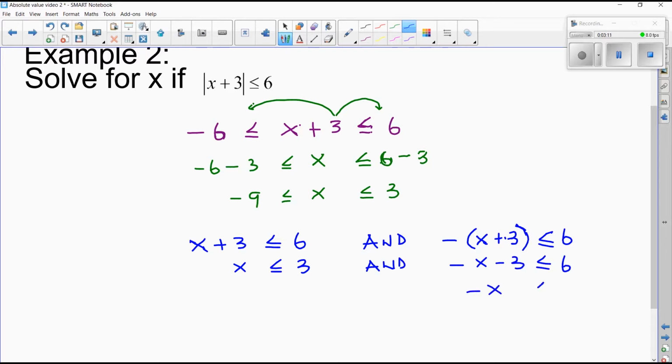So I have minus x is less than or equal to 9. I'm going to divide both sides by negative 1, and you remember when you divide an inequality by a negative value, the inequality sign changes. So x is greater than or equal to negative 9. And I can write this as x needs to be smaller than or equal to 3, but greater than or equal to negative 9.